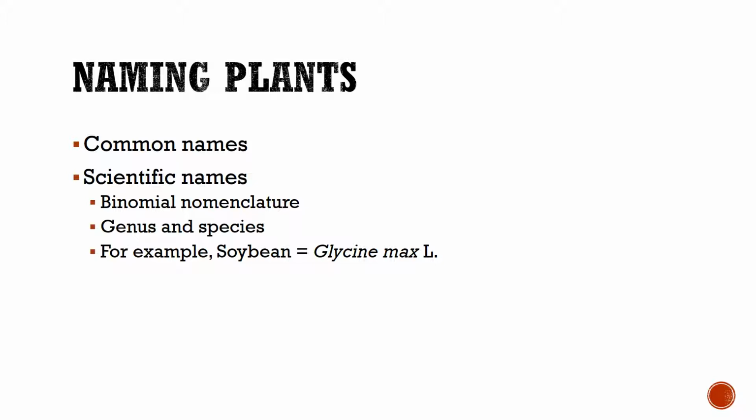Okay, so naming plants. How do we name plants? When we started this chapter, I talked to you a little bit about binomial nomenclature, and that means genus and species. One of my favorite plants is the soybean. When we look at the binomial nomenclature, the scientific name of a soybean is Glycine max L. Okay, so what does that mean? That means the genus is Glycine and the species is max. You see how that's different? There are two different words there. Binomial nomenclature, genus and species.